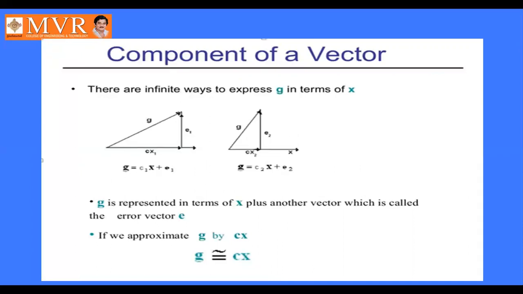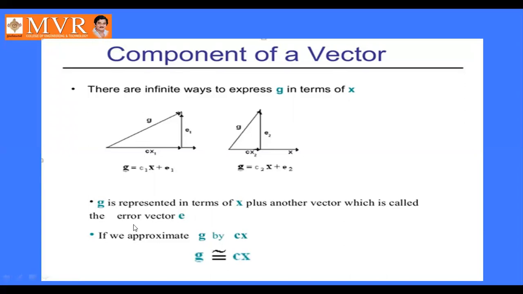There are infinite ways to express g in terms of x. See here, in the earlier case e is the error signal. Here e1 is the error signal, e2 is like this. We have an infinite number of errors appearing. So g can be represented as c2 into x plus e2. So g is represented in terms of x plus another vector, which is called the error vector. Here e1, e2 up to en are all called error vectors.